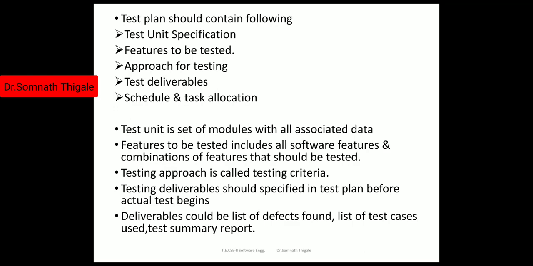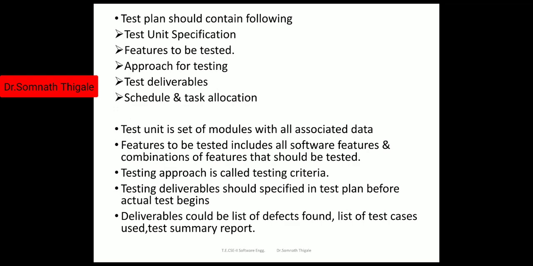The testing approach decides the testing criteria. The testing criteria means whether it is possible to cover all the steps in a manual way or in an automated way, which we have to discuss, or maybe a combination of both. Testing deliverables are specified in the test plan before actual testing begins. A deliverable could be the list of defects found. So the output of the testing is a result. That result is that the test case is pass or the test case is fail.